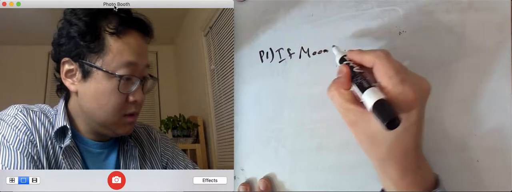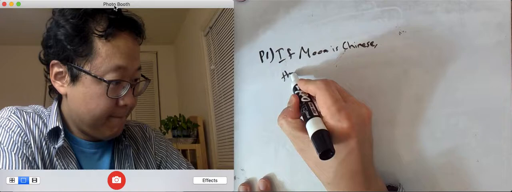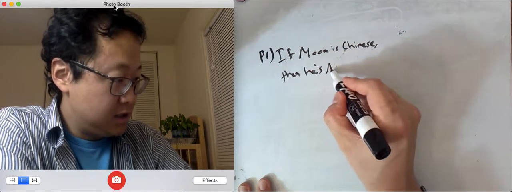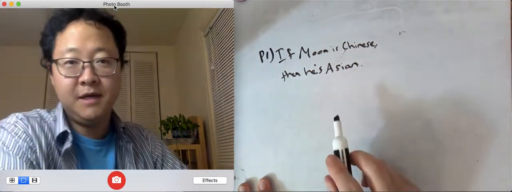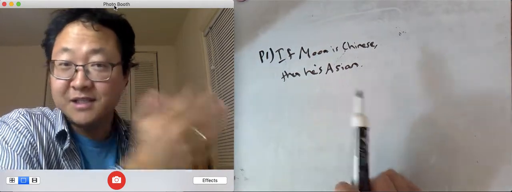Let's learn one of them right now. I'll tell you the name at the very end, so this will be where I'll write the name eventually. But first, let's get a sample argument. This one will have to do with me and my ethnicity. So if Moon is Chinese, then he's Asian. Is that true, that if Moon is Chinese, then he's Asian? Yes, that is true.